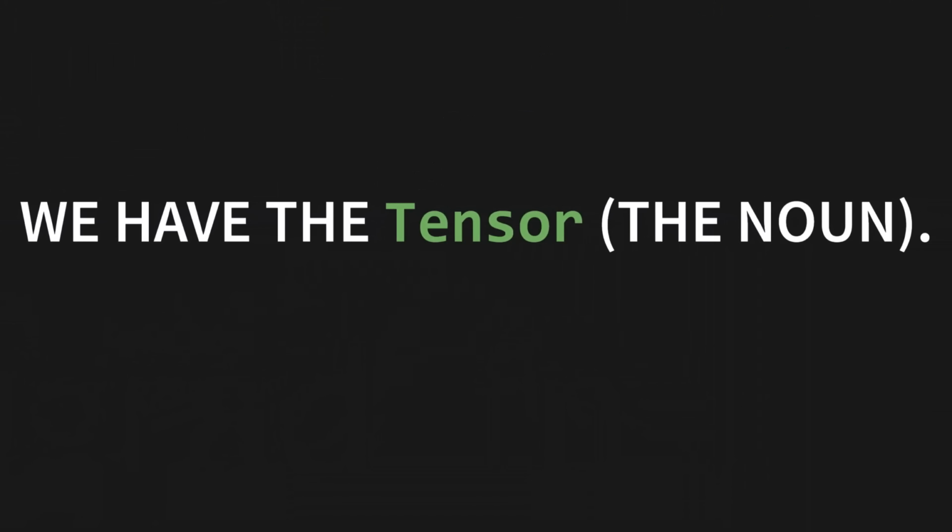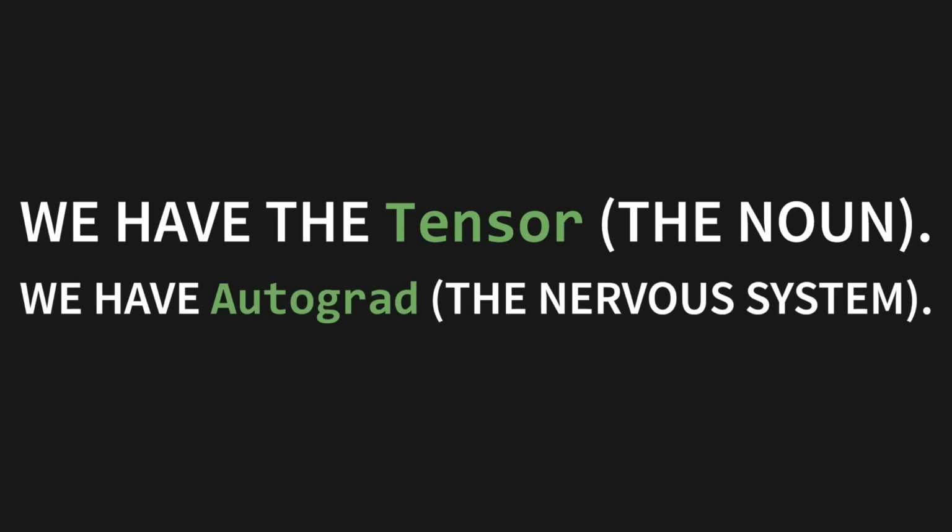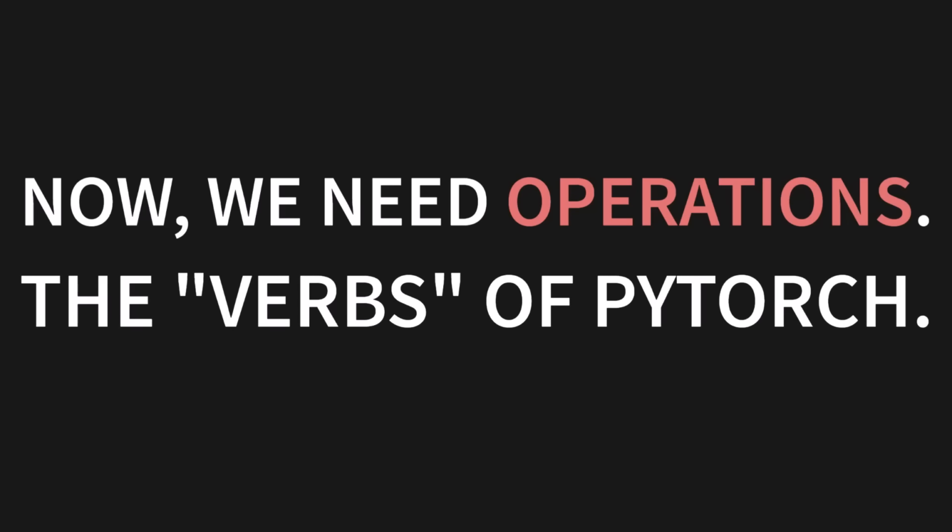So far, we have the tensor. That's our noun. We have Autograd. That's the nervous system. Now, we need operations. We need the verbs of PyTorch. These are the actions, the calculations, the things our models will actually do.